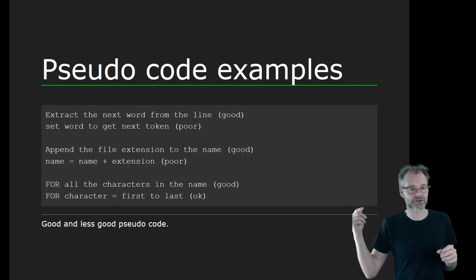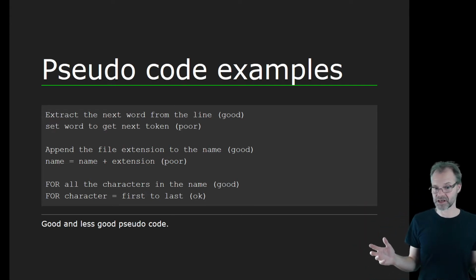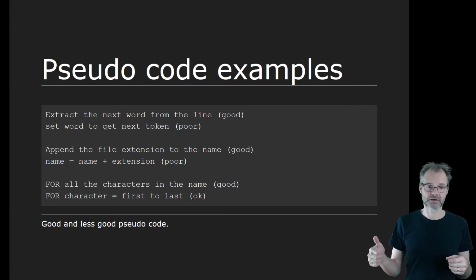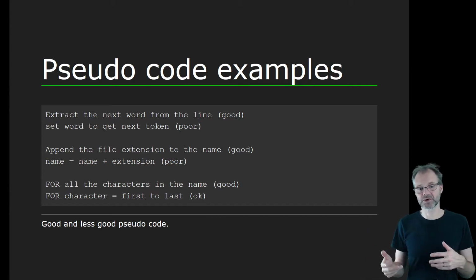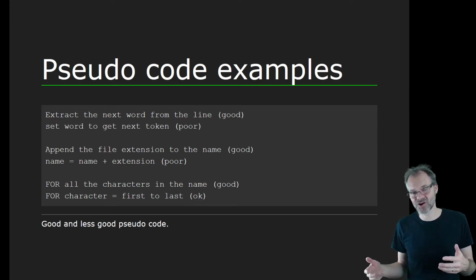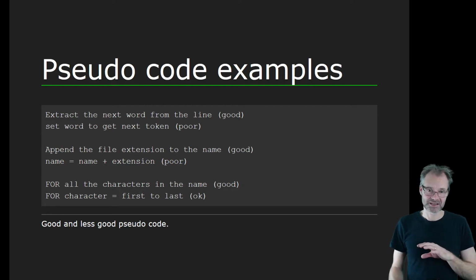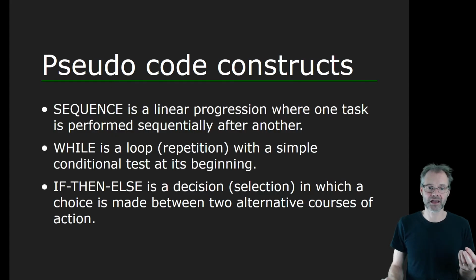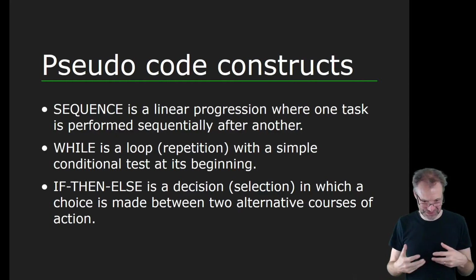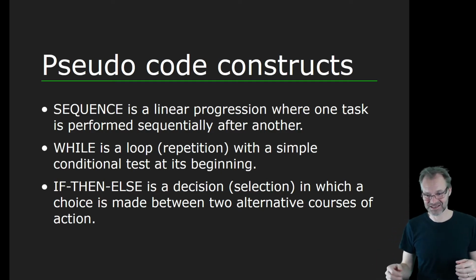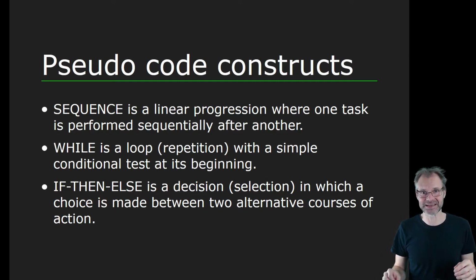And here we are at the bottom there, for all the characters in the name, do this. Okay, good. For character equals first to last. Okay, that is okay. It is not a bad thing, but maybe the other one is better. So just to give you a hint on what type of pseudocode you should be writing. Try to stick to the high level and don't get into details with coding constructs. You can do that later on.